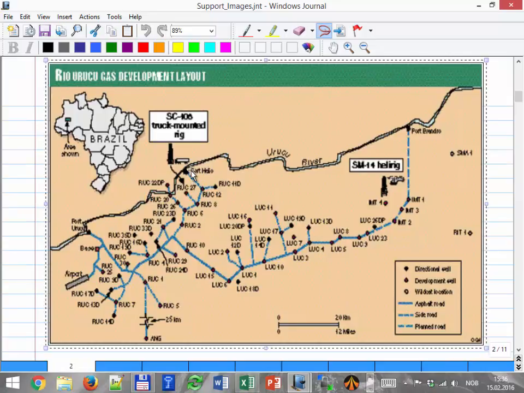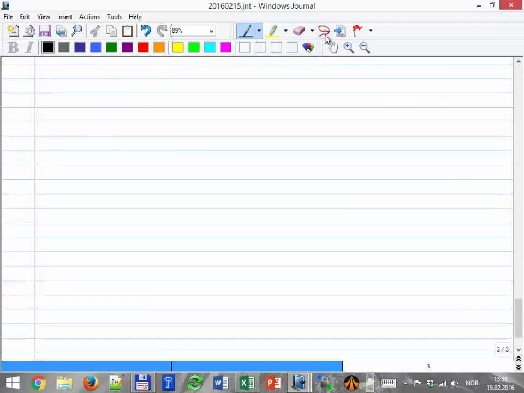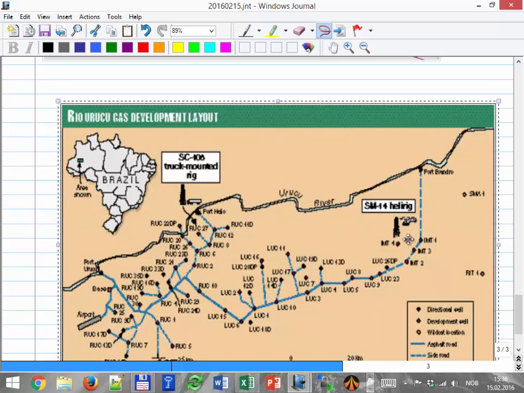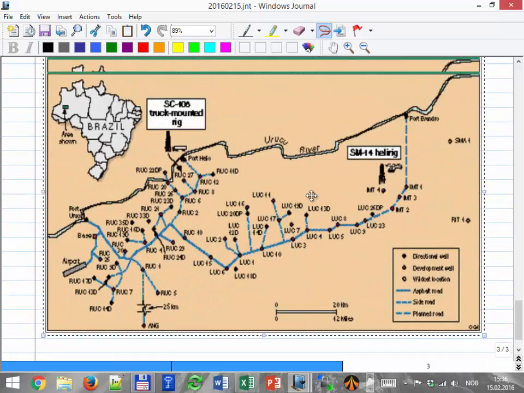This is the Urucu field in Brazil. Anybody here from Brazil? I have picked all the wrong examples, I think. I have to use examples from where? Norway? Well, here we have one from Norway.